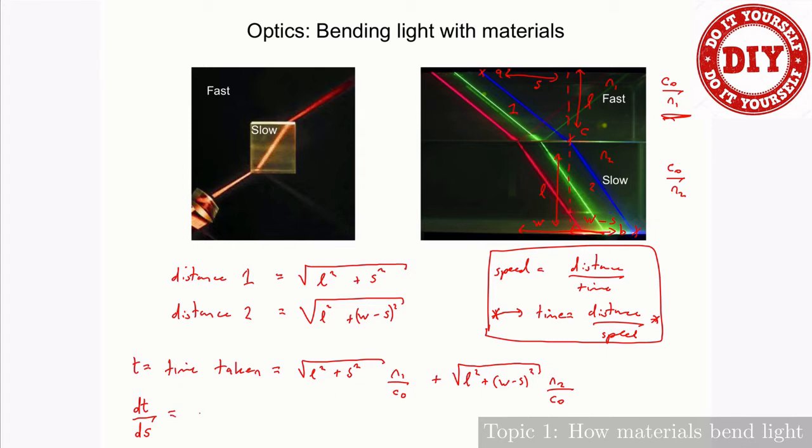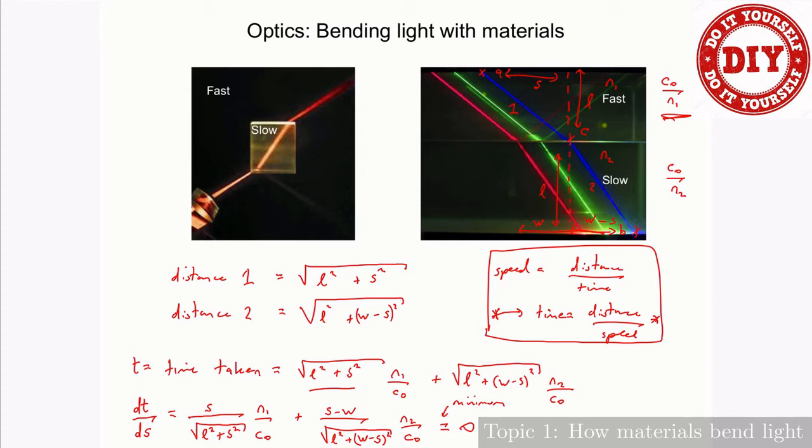I remember how to do these differentials because I do them a lot, but you can verify them if you like. So that's the differential of the first quantity with respect to S, then N1 over C0, and then we do the second one, so that's going to be (S minus W) divided by the square root of the sum of the squares, and N2 divided by C0. And remember, if it's going to be a minimum, that's got to be 0. So let's leave ourselves a little note to say we're looking for the minimum.